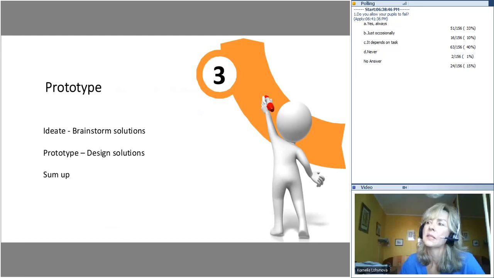So then the next phase in this design thinking process is to prototype. The objective is to get as many ideas as possible about how the challenge can be solved and then actually shape these solutions. Students ideate solutions and then choose one or more of them and prototype. It means design solutions. And how to do this?